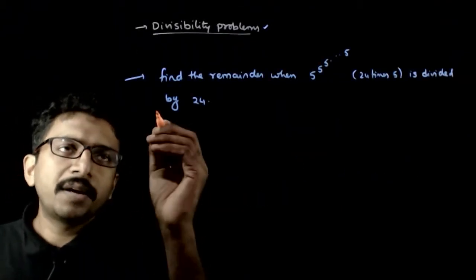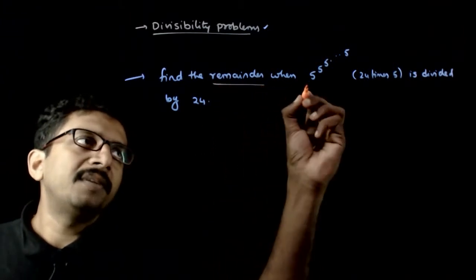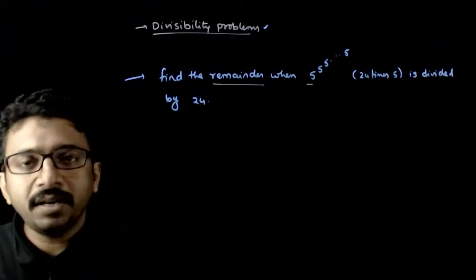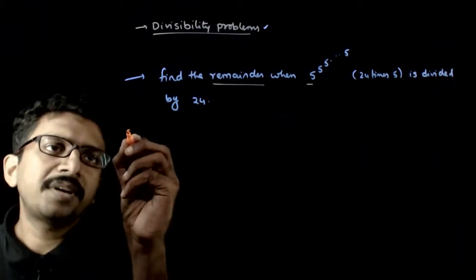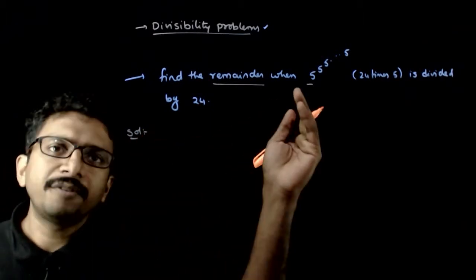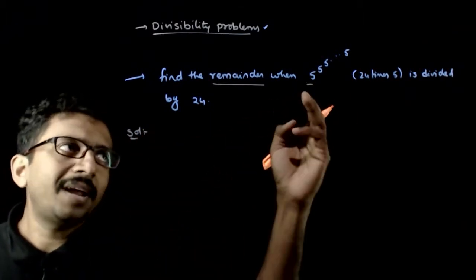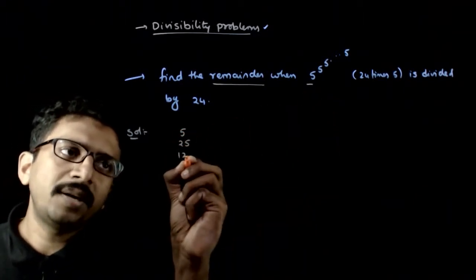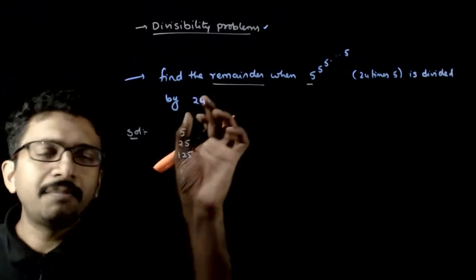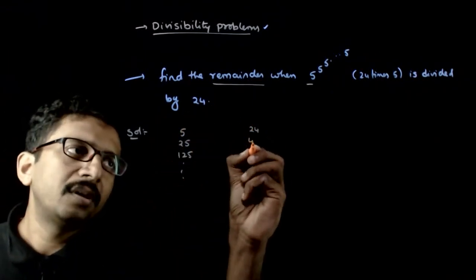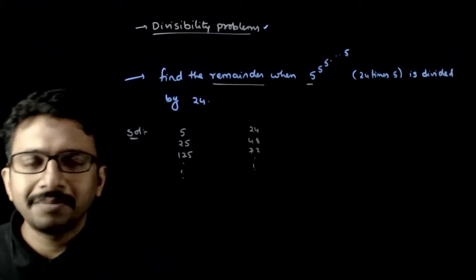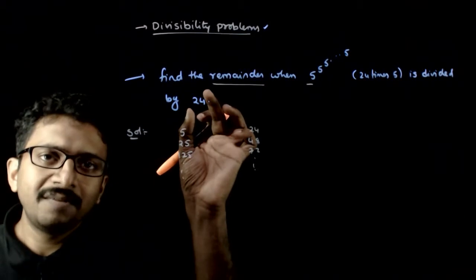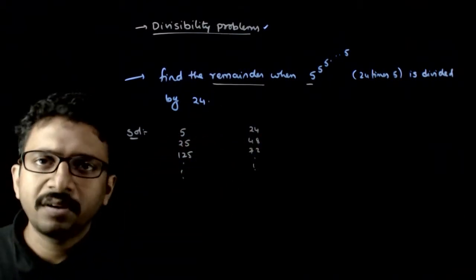So next, let us look at this question. In this you are asked to find the remainder when 5 power 5 power 5 power 5 power 5 and so on, 24 times, is divided by 24. Again the logic is very simple. You have powers of 5 here: 5, 25, 125, and so on. And the multiples of 24 are 24, 48, 72, and so on. So the question is, is there a multiple of 24 which is very close to a power of 5?